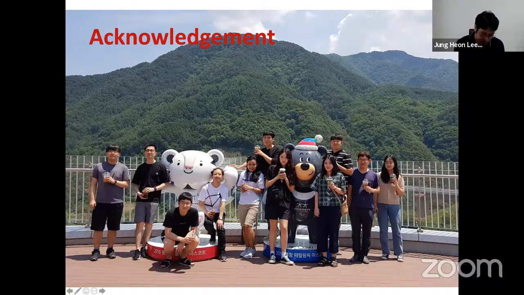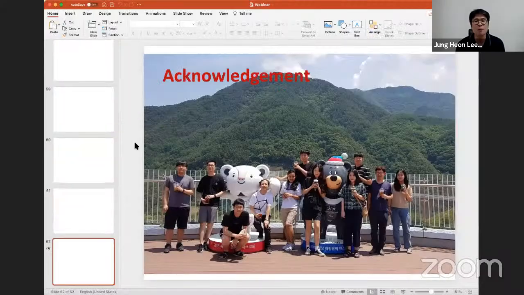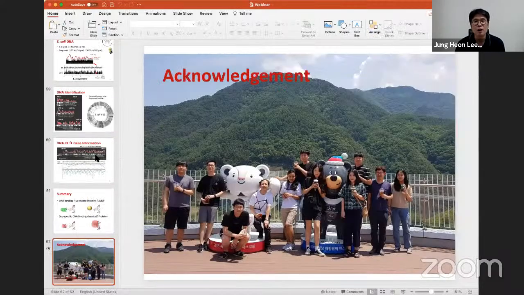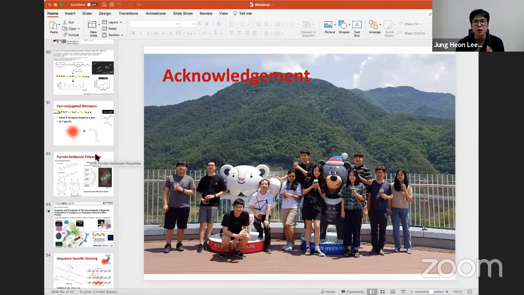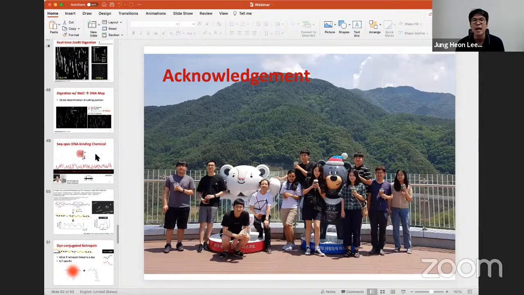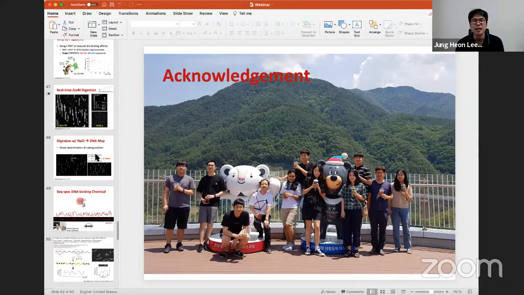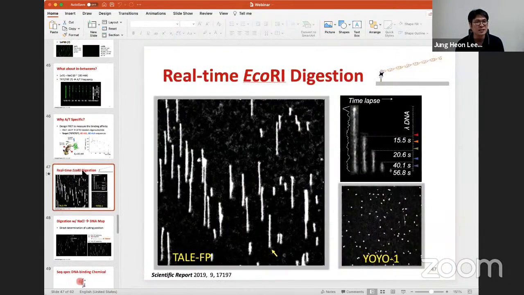I have a couple of questions to ask. You showed that if you treat the DNA with YOYO dye, the DNA was cleaved. Is it a unique property of YOYO dye, or does it normally happen if you treat DNA with fluorophores?